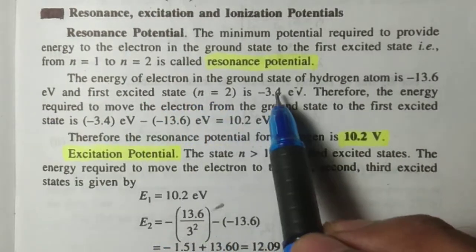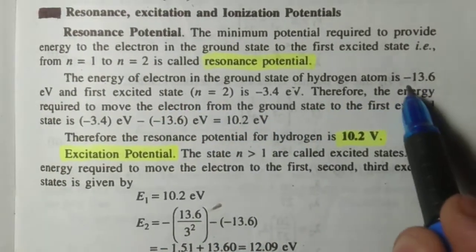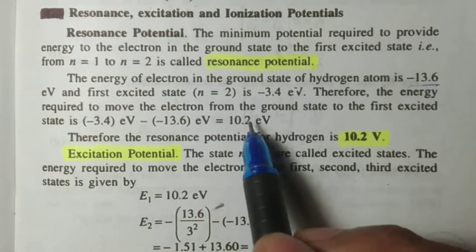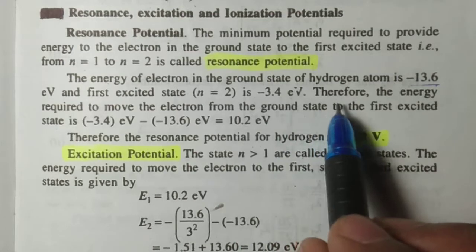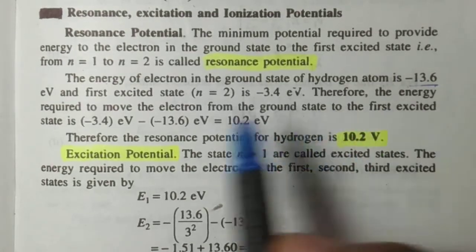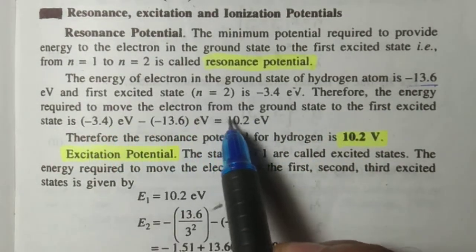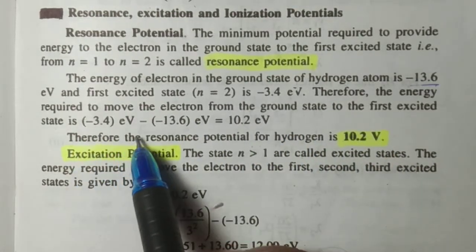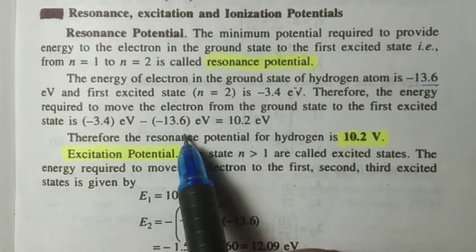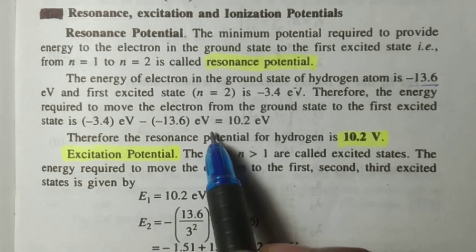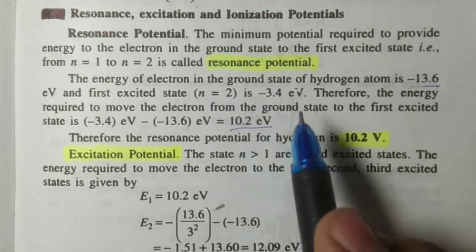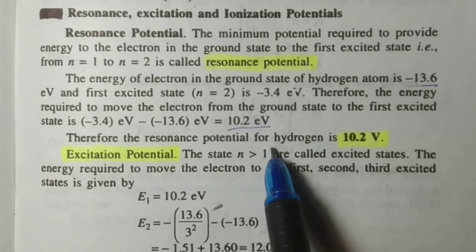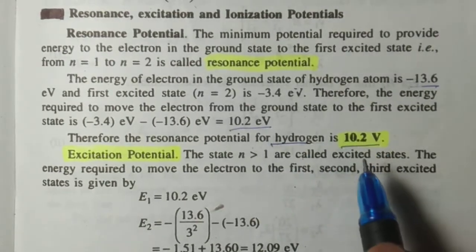The energy of the hydrogen atom in the ground state is minus 13.6 electron volt, and in the first excited state n equal to 2 it is minus 3.4 electron volt. Therefore, the energy required to move the electron from the ground state to the first excited state is minus 3.4 electron volt minus of minus 13.6 electron volt, which is equal to 10.2 electron volt. Therefore, the resonance potential for hydrogen is 10.2 electron volt.